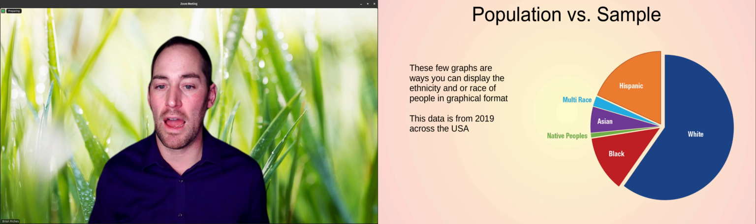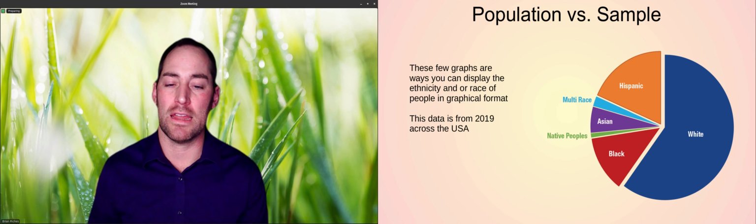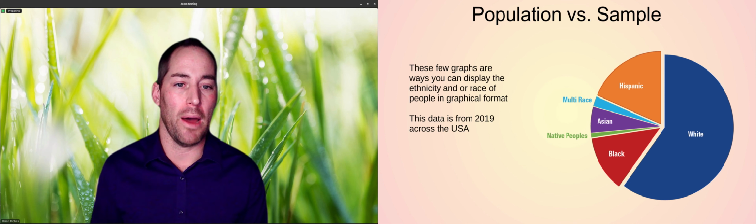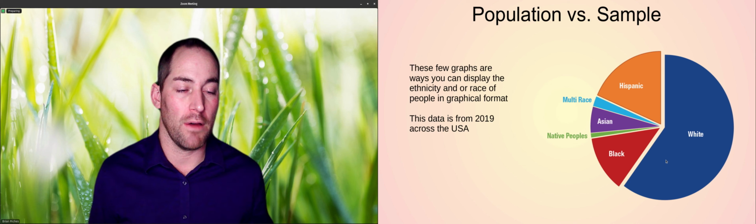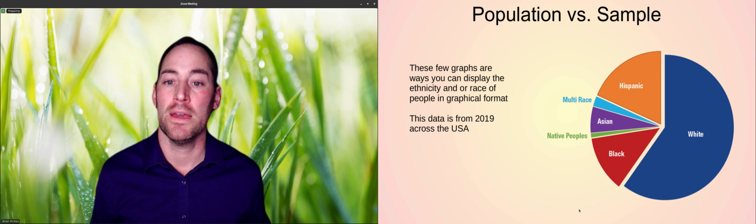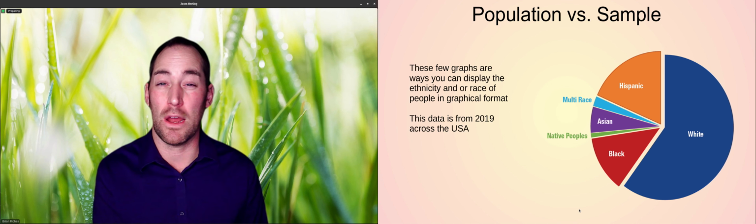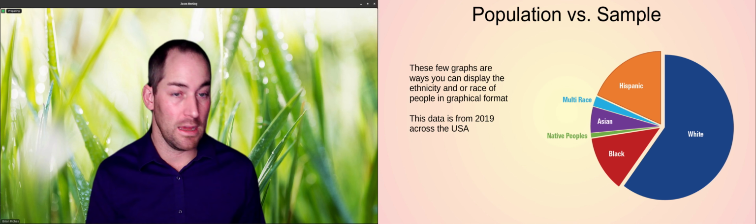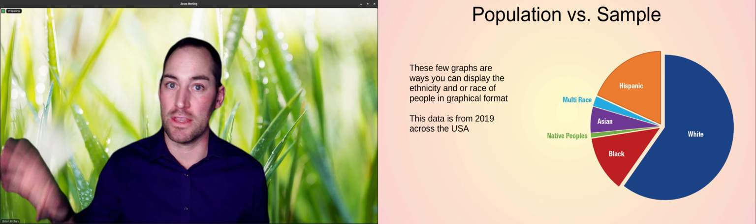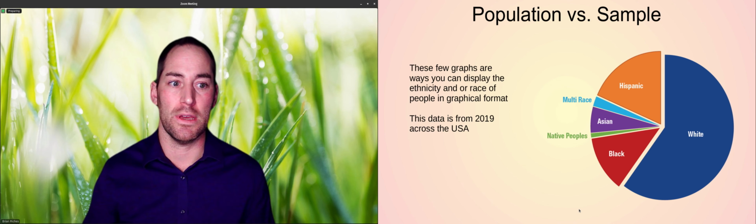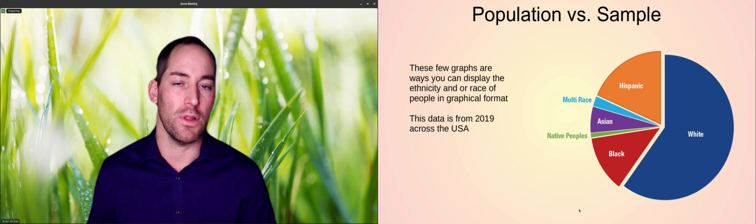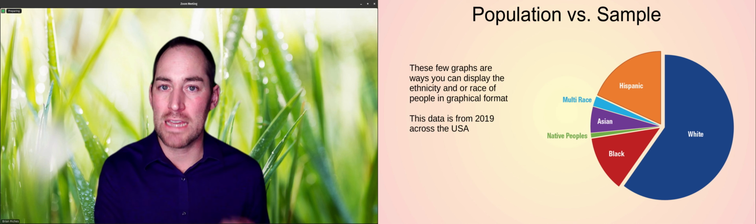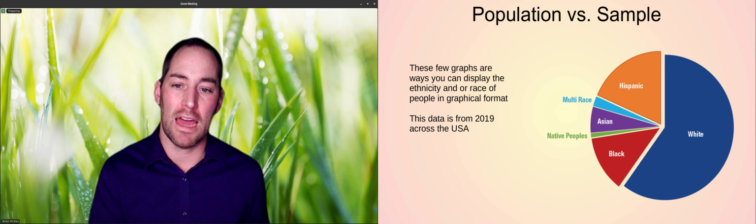So this is a graph from census data from 2019 about the USA, about the ethnic breakdown. So we see a couple of the bigger groups of ethnicities here in the US. This is just displayed in a graph, and that's the population, right? So we're looking at the US. We could do this for the world. The graph would obviously look a lot different if we looked at the population of the world, right? But this is the entire population of the US and the ethnic breakdown.